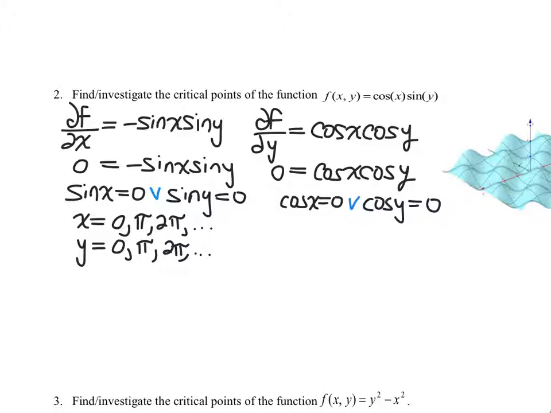Cosine has to be equal to 0. Oh, I already wrote the cosine. Pi over 2, 3 pi over 2. Maybe some negatives if you want, but let me just focus on the positives. 5 pi over 2, and so on. Same thing for the y's.